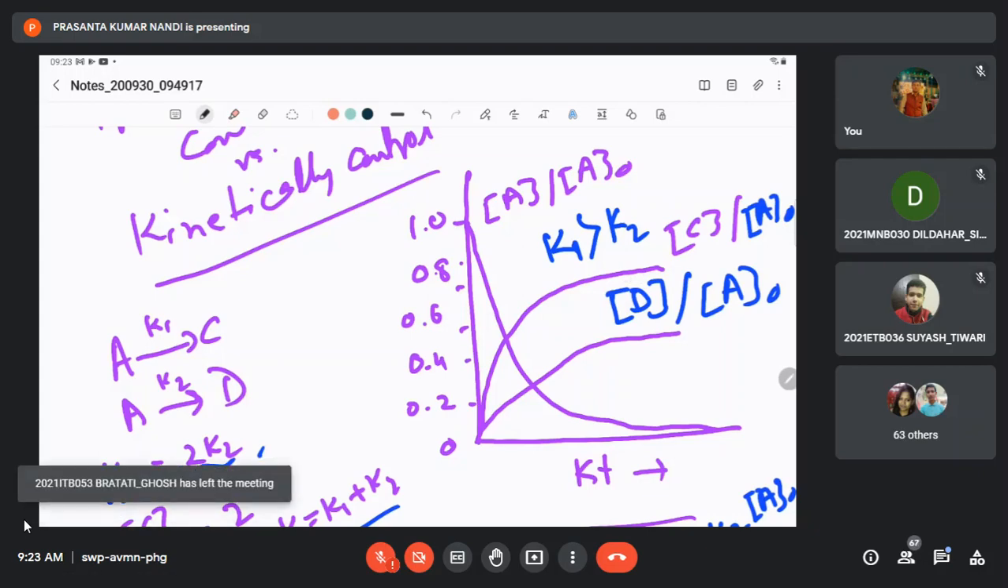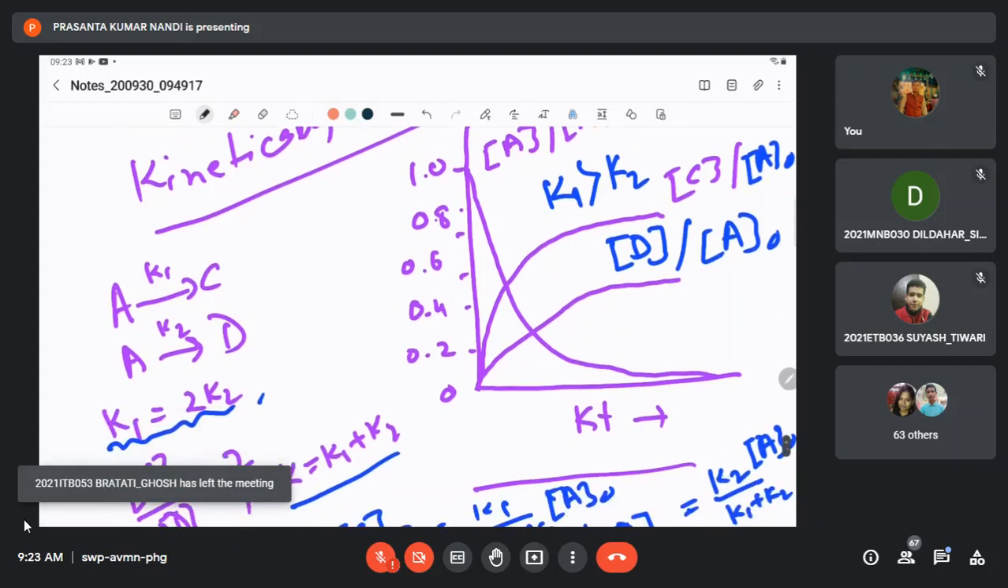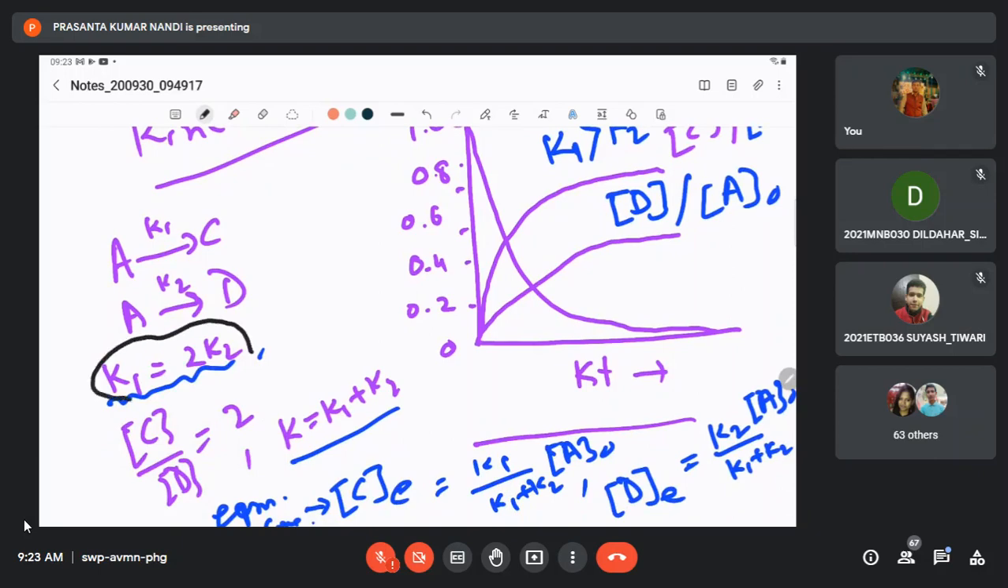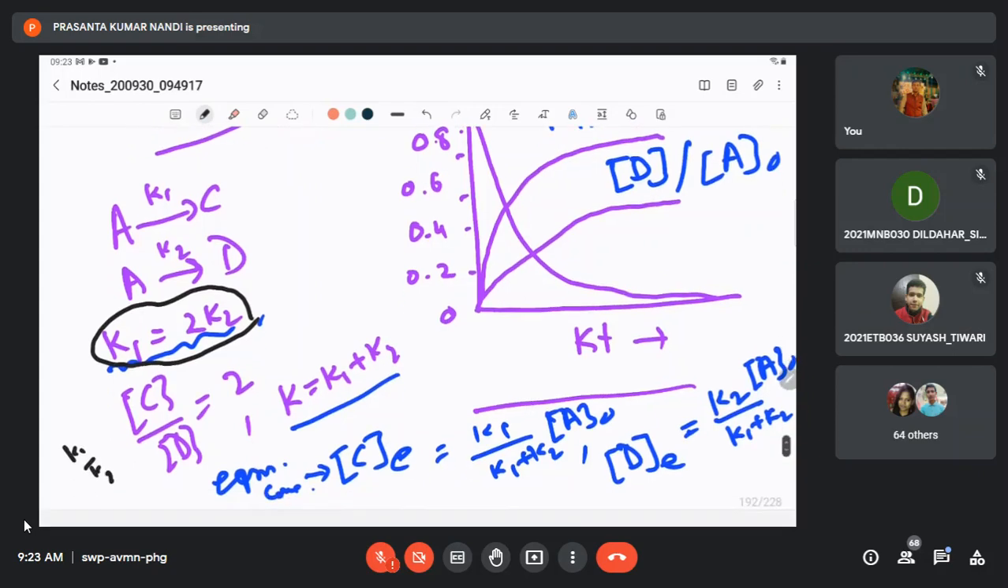Now suppose, as if we take K1 equal to twice K2, then this ratio of concentration C by D should be equal to 2, because C by D is basically K1 by K2. It is K1 by K2, and this is equal to this quantity, and it should be equal to 2.